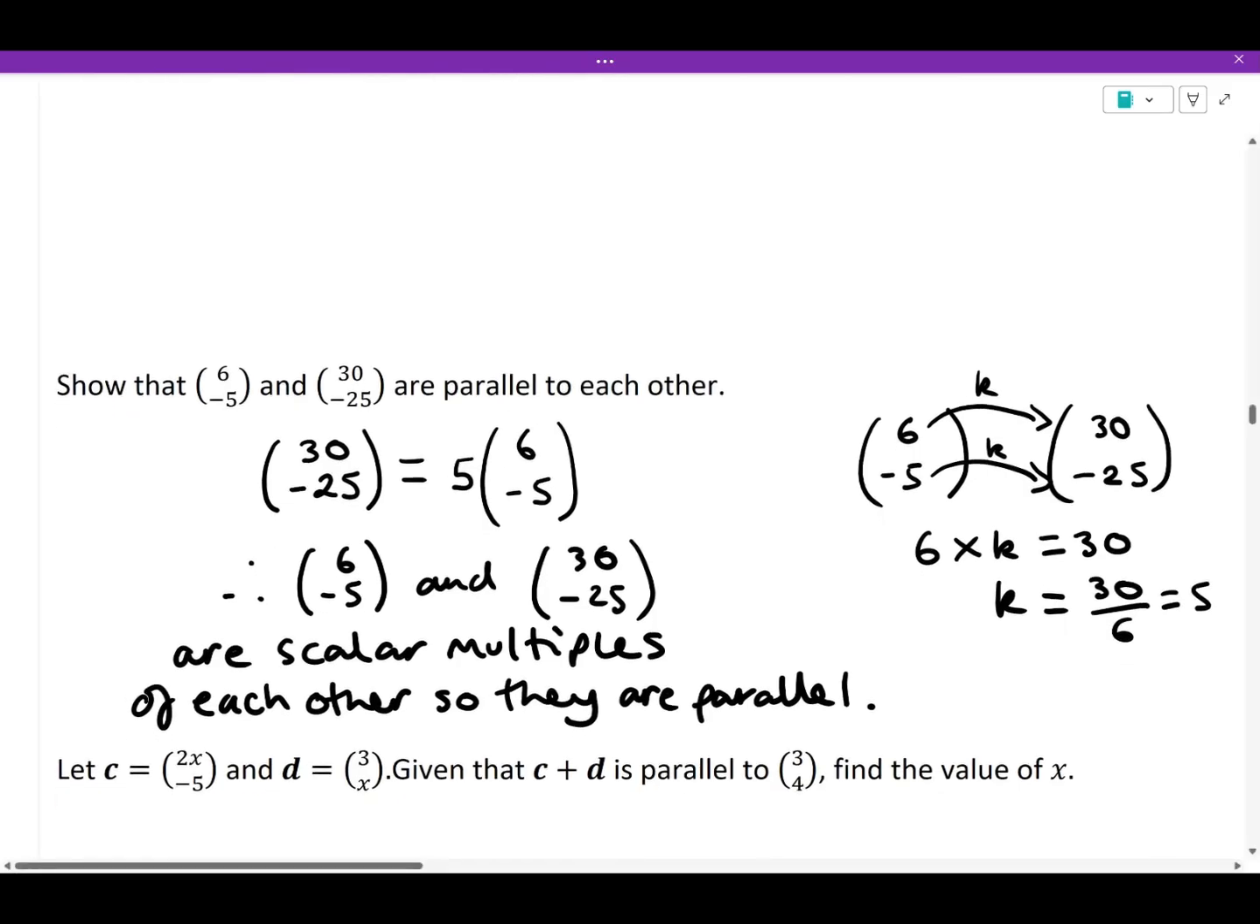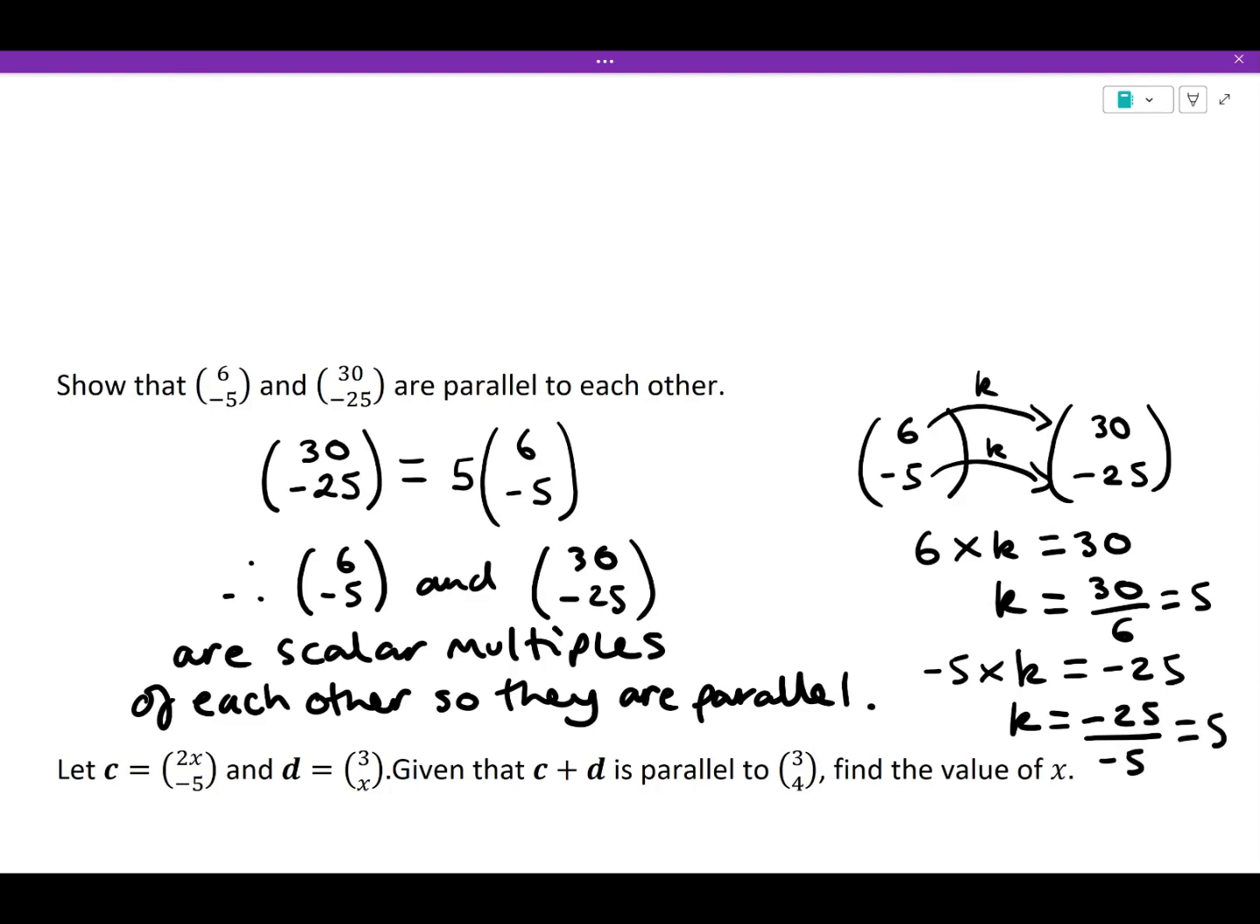Now let's apply some similar logic to our vertical components. We've got -5, and we're going to multiply by k, and that should be equal to -25. Well, I'd have to divide by -5, so k would be equal to -25 over -5, which also comes out as 5. So if you have parallel vectors and you divide your horizontal components and then divide your vertical components in the same direction, then the answers for both calculations should be equal to each other. And we're going to make use of that in a second.